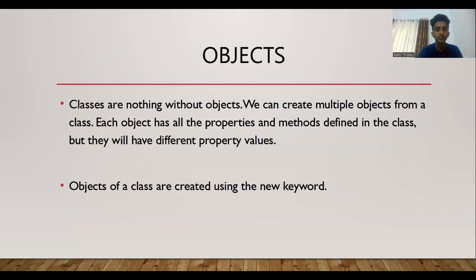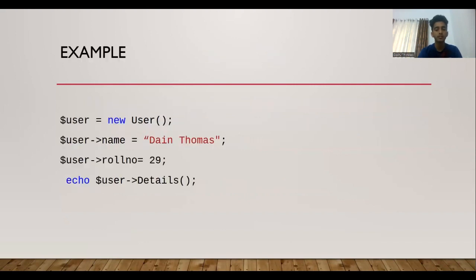Objects. Classes are nothing without objects. We can create multiple objects from a class. Each object has all the properties and methods defined in the class, but they will have different property values. Objects of a class are created using the new keyword.